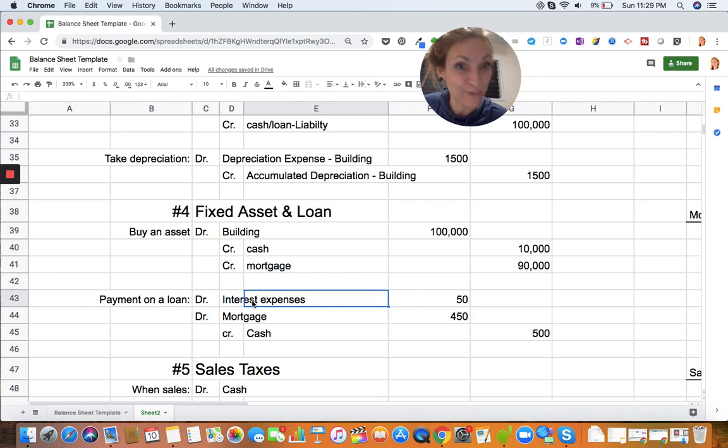An expense is what type of account? It's on the income statement, temporary account.